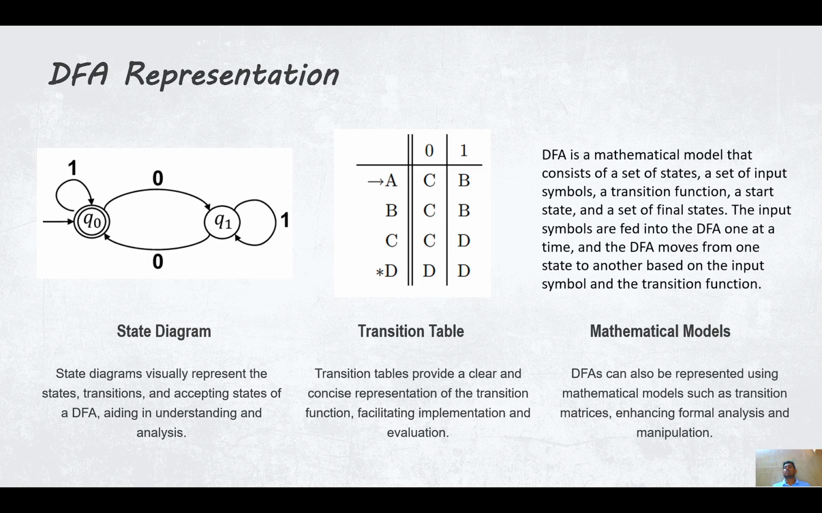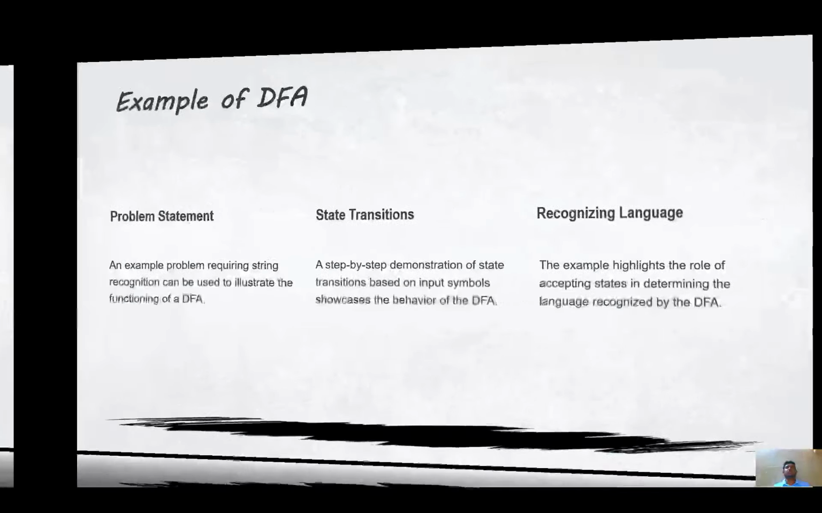A DFA is a mathematical model that consists of a set of states, a set of input symbols, a transition function, a start state, and a set of final states. The input symbols are fed into the DFA one at a time, and the DFA moves from one state to another based on the input symbol and the transition function.